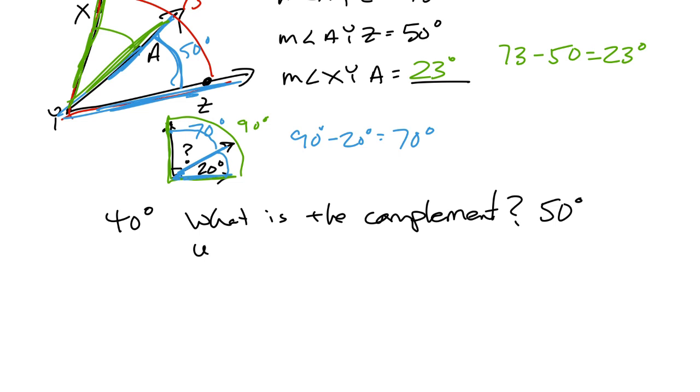Same angle if they asked what is the supplement. Supplementary angles are two angles that add to 180 degrees. So if I have 40 degrees, the angle that I would have to put with it to get 180 degrees would be 140 degrees.